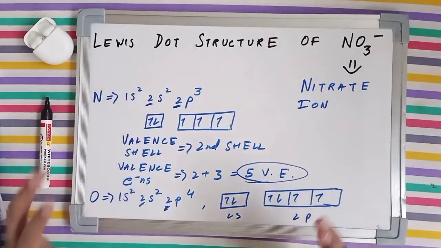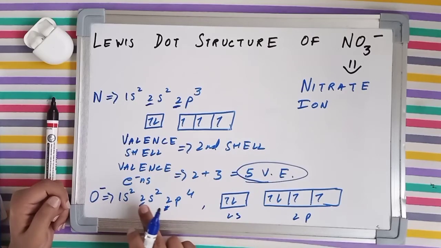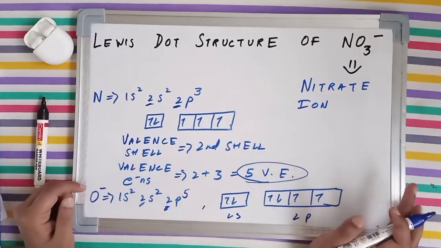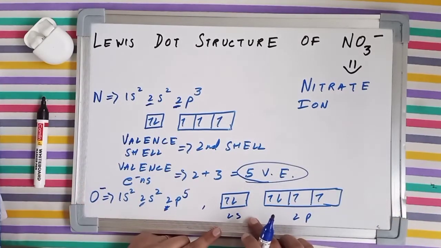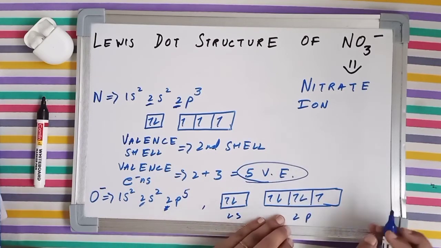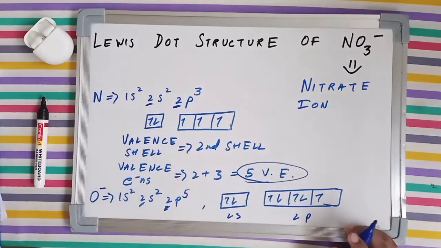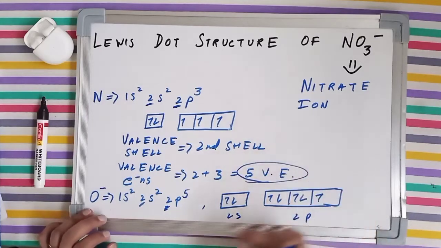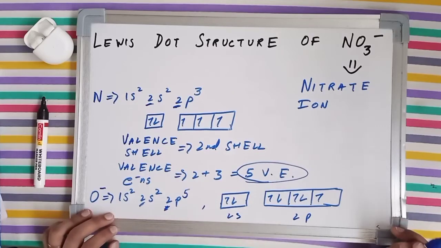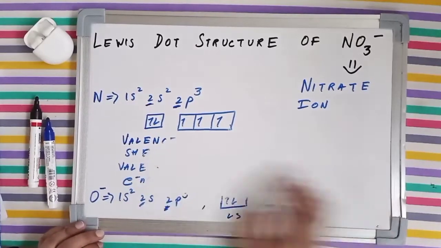Right, now talking about O minus, its electronic configuration would be 1s2, 2s2, 2p5, because negative charge means you have gained an extra electron, and its orbital diagram would be 2 electrons in 2s subshell whereas 5 electrons in 2p. Now the number of unpaired electrons is just a single unpaired electron, which means that O minus will make a single bond, but its number of valence electrons is 2 plus 5, which is 7 valence electrons. Now remember this.